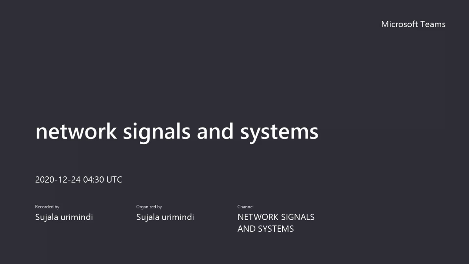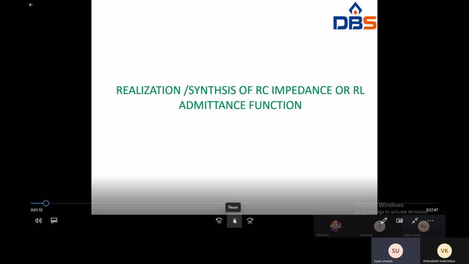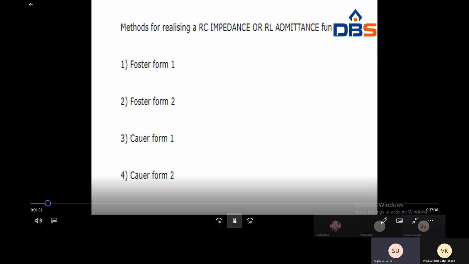RC impedance or RL admittance network, or RL impedance or RC admittance network, or LC impedance network. Impedance means impedance and admittance networks. So for the synthesis of any network, that means RC and RL, we all know that there are three different elements. What are they? Resistor, inductor and capacitor in electrical engineering.